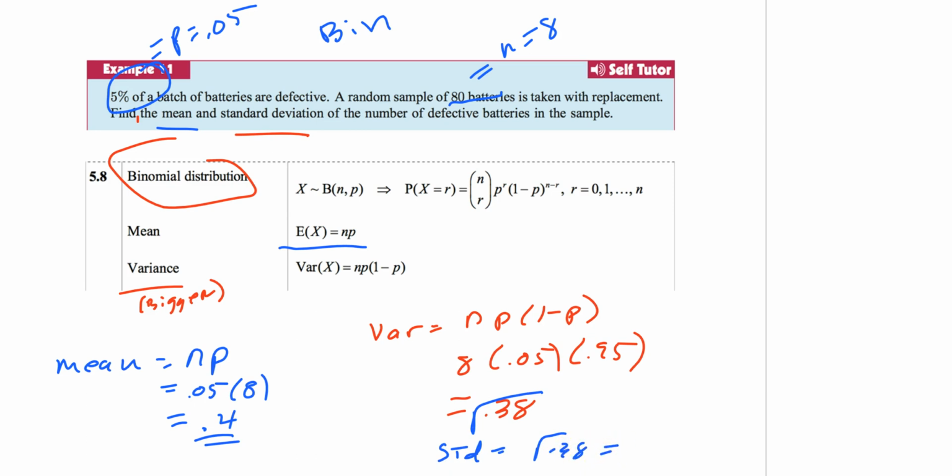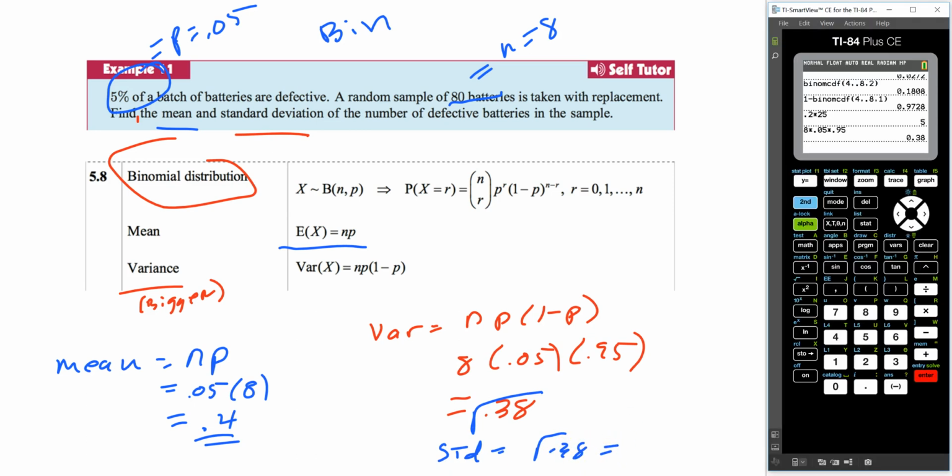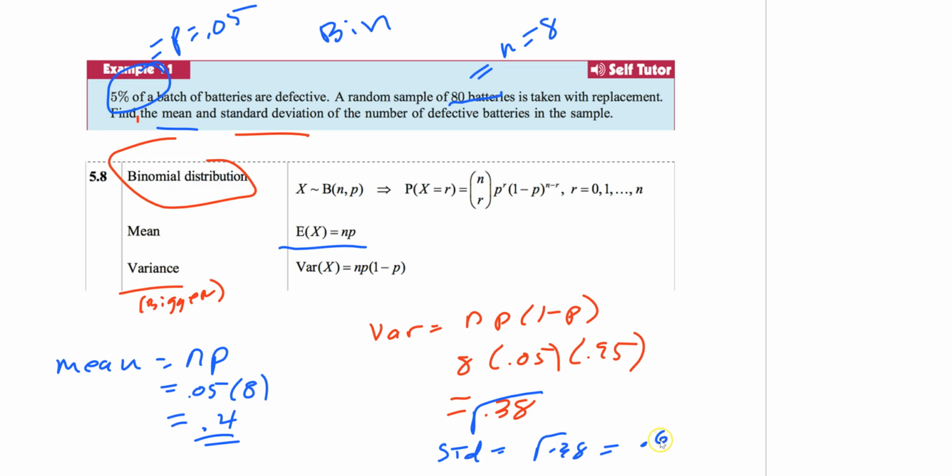Use your calculator, don't be a hero. And you get the square root of the answer. You can just put answer or highlight it. Hit enter, and you get 1.949. And that's how you find mean, standard deviation and variance using binomial. And that's it for this video.